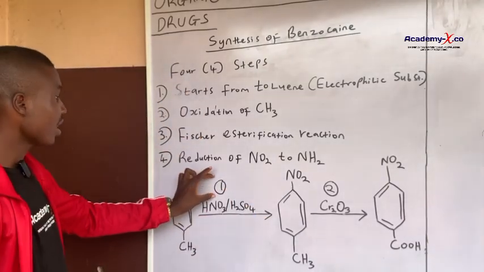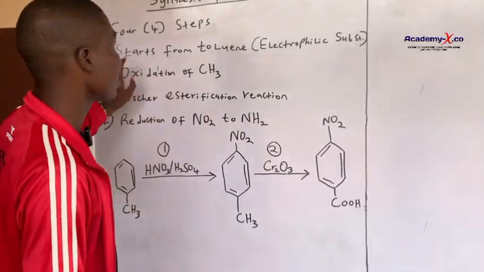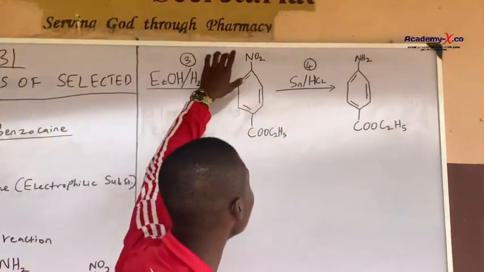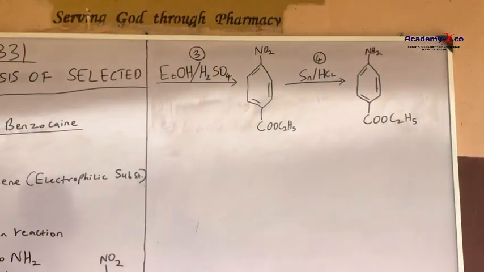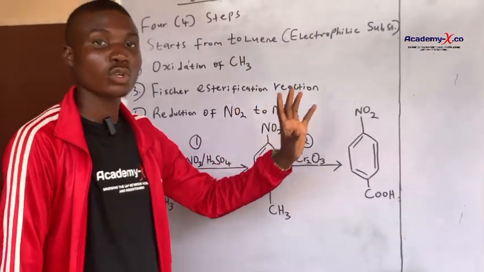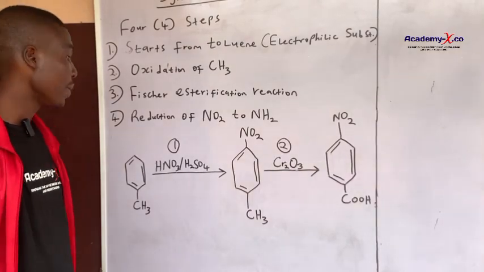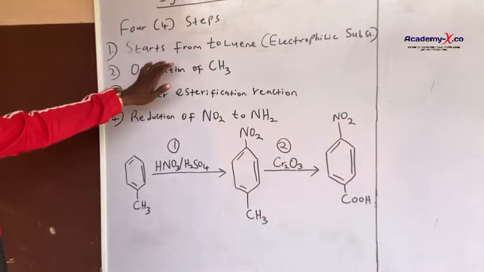So let us look at it. This first equation is for step 1. This second equation of reaction is for step 2. This is for step 3, and this is for step 4. We're going to be going through how all of these reaction processes occur that lead to the formation of benzocaine. As I said, this first step starts from toluene.